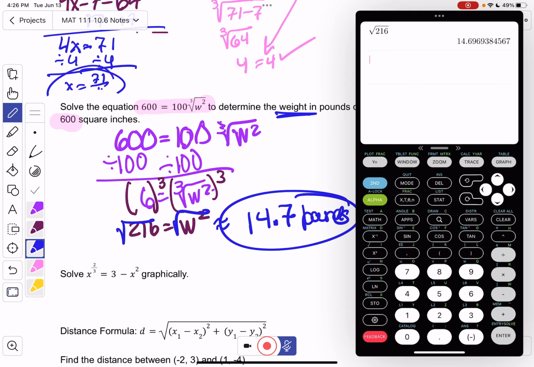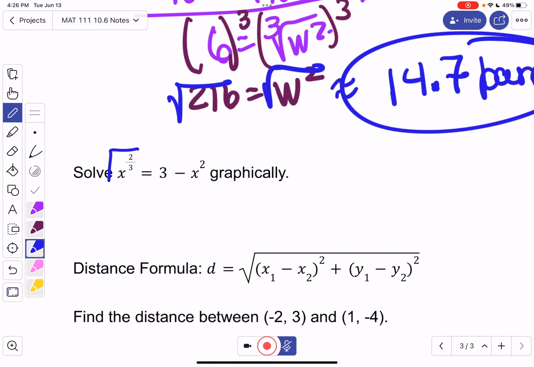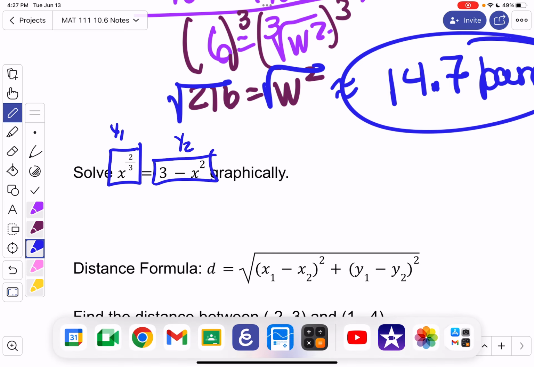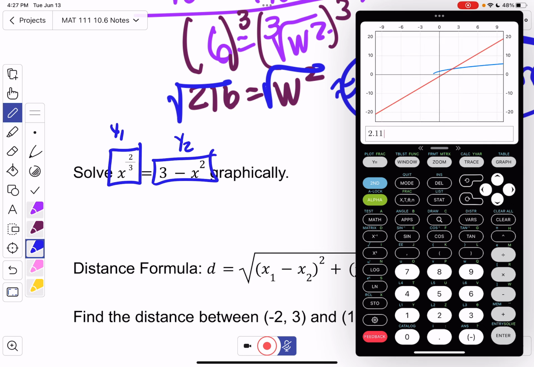All right. You can also solve things graphically. What you do is you put one side of the equation in y1, you put the other side of the equation in y2, and you figure out where they meet. So in y1, I put x^(2/3). And in y2, I do 3 minus x squared. Zoom 6. And now, where they meet is the solution, because that's where they have the same value.